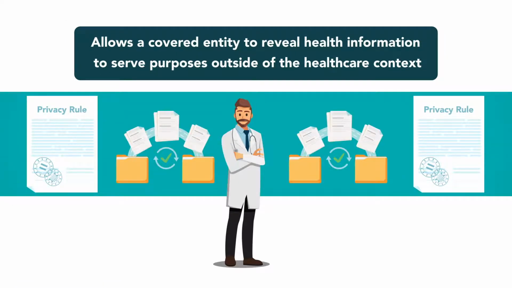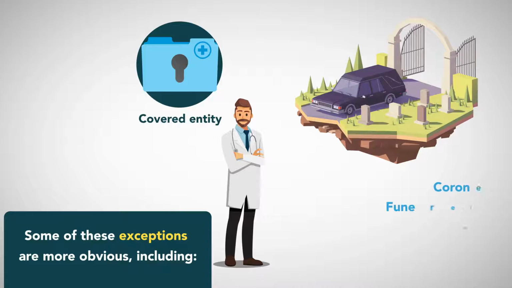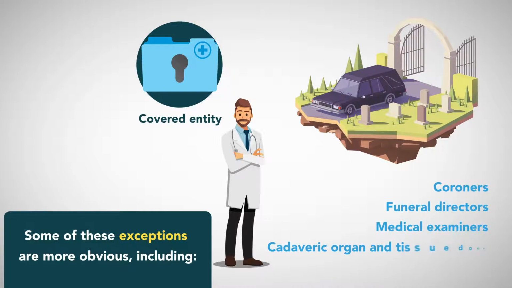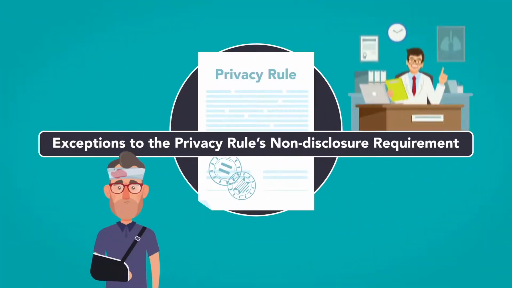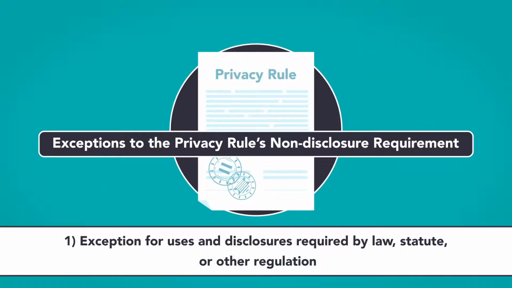The reasons for some of these exceptions, such as allowing a covered entity to reveal a patient's personal health information to coroners, funeral directors, or medical examiners, and for matters regarding cadaveric organ and tissue donation, are self-evident. Others require analysis and explanation. The first is an exception for uses and disclosures required by law, statute, or other regulation.